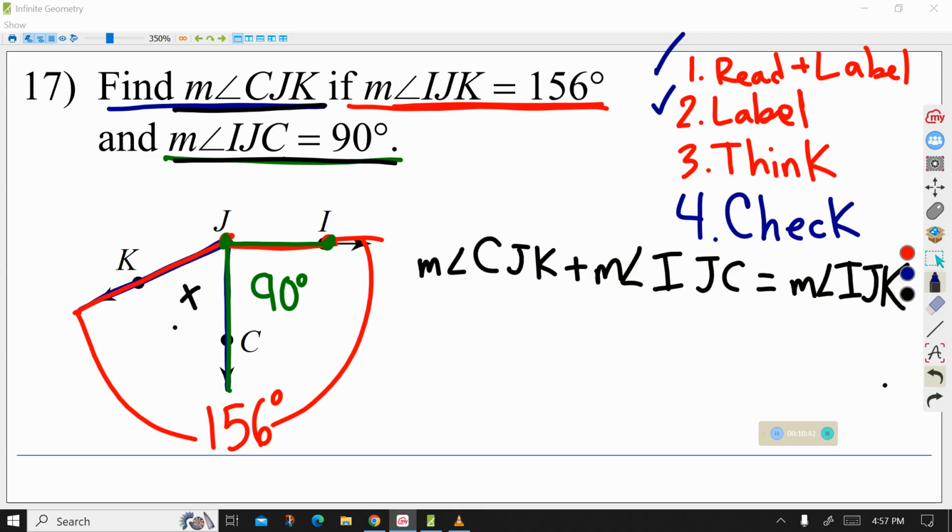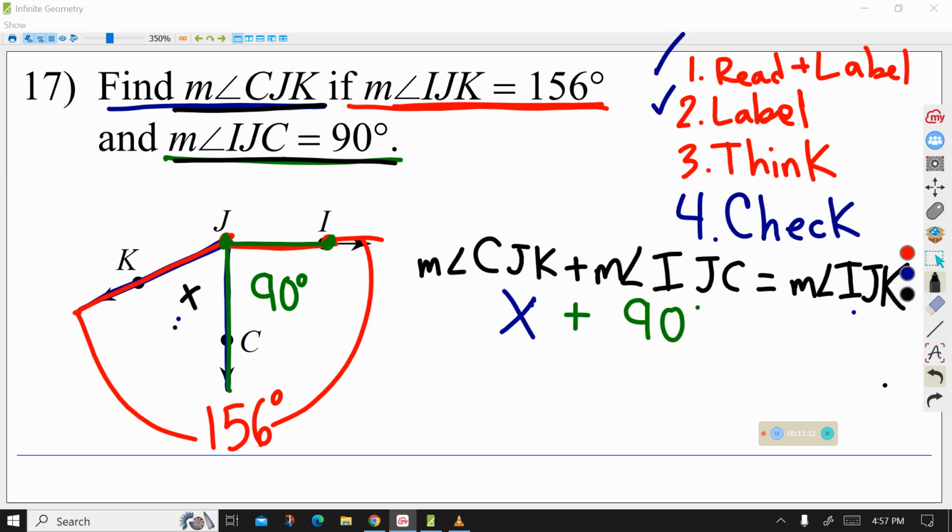Now that we have everything labeled, we've read the problem, now it's time to think. Okay, we know that this is true, right? If I add up the two pieces of an angle, I get the whole thing. So let's go put what the pieces are, okay? CJK is equal to x, so we'll put x. IJC is equal to 90. As you can see, we did that in the green, right? So maybe it'll help if I do that in green right now. Okay, so plus 90, okay, because that's that part.